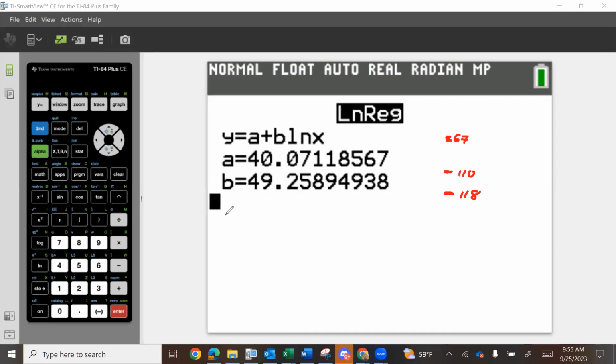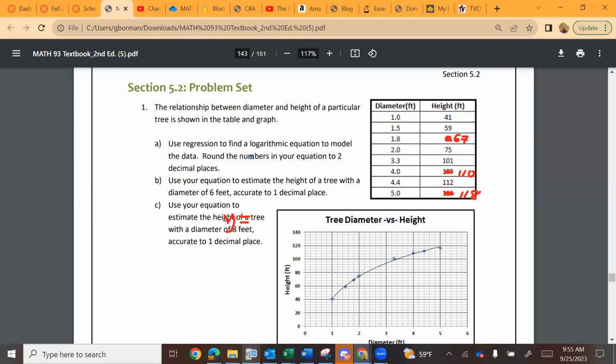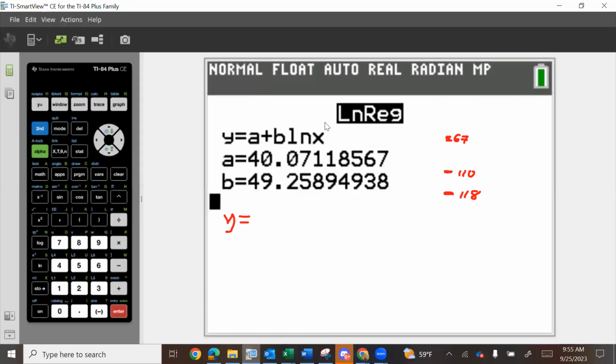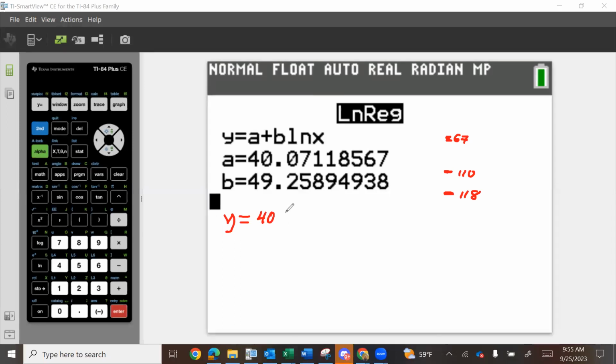So the equation is y equals a, and of course, I don't remember how many decimal places we're supposed to round it off to. That's just my style of not knowing. 2 decimal places. Got it. So y equals 40.07 plus b, so we add b to it, which is 49.26, and then multiplied by ln of x.